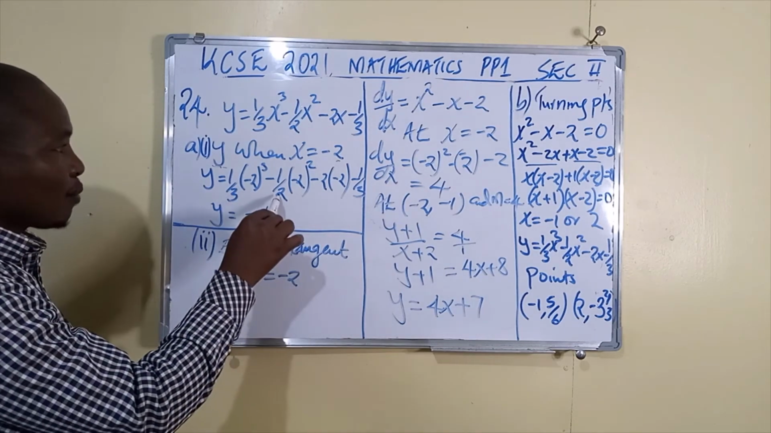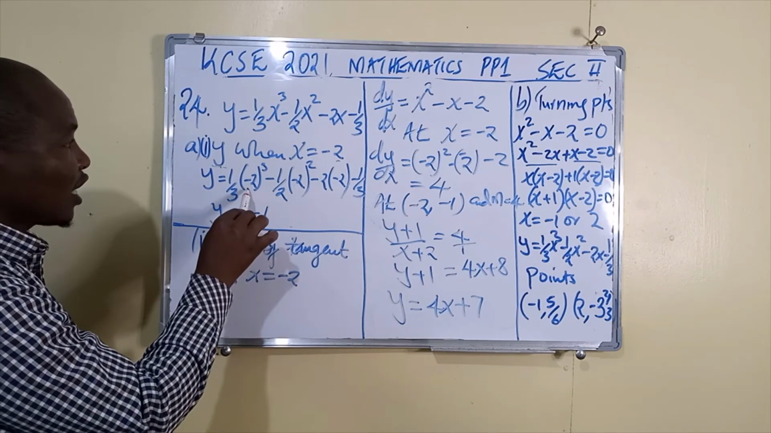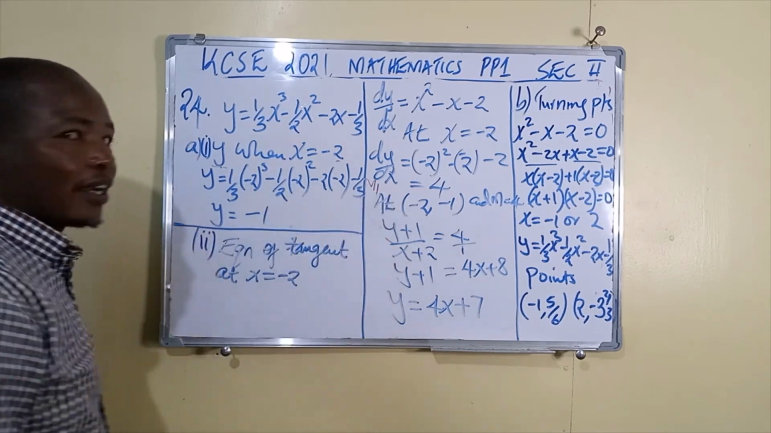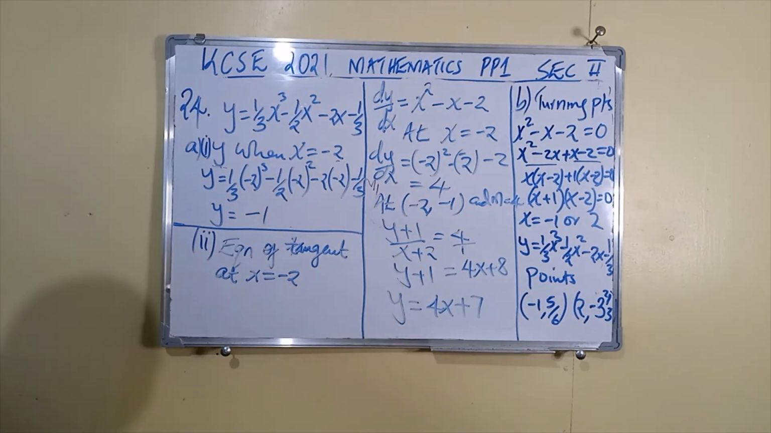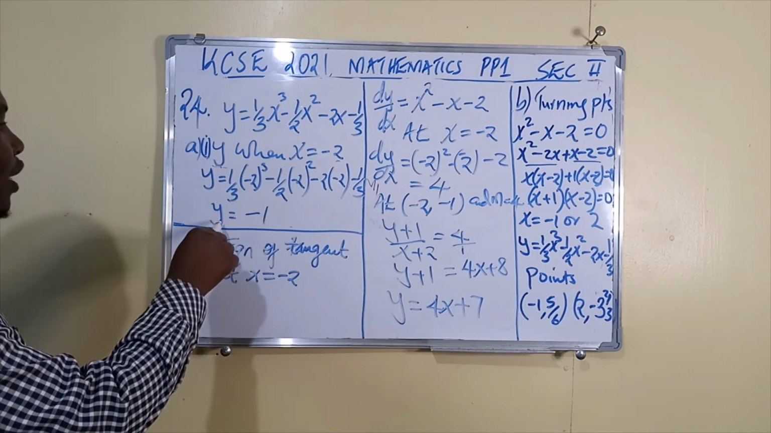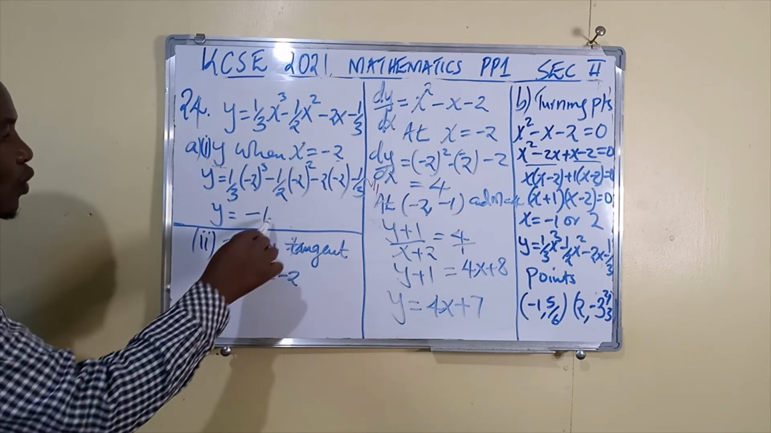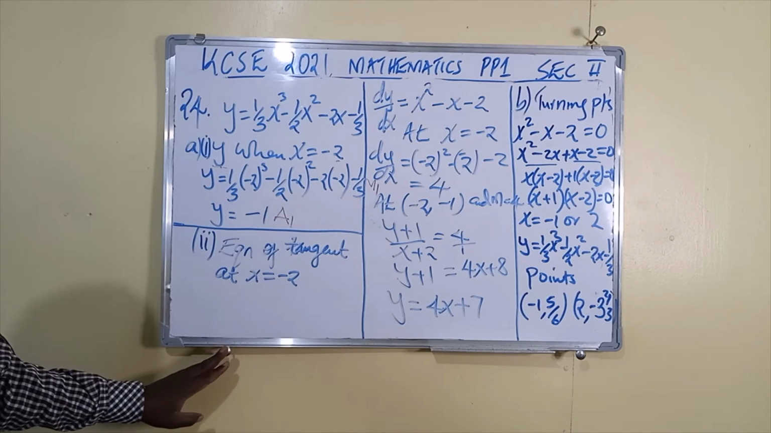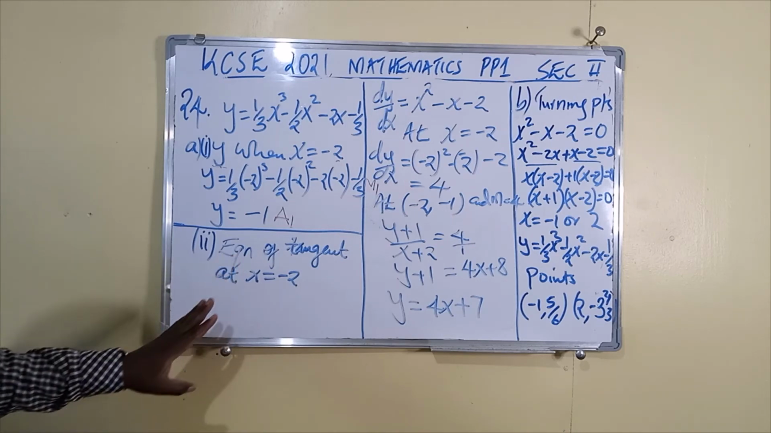By correctly substituting the value of x in this equation, a student is supposed to earn an M1, which is a method mark. And by correctly substituting and calculating it, you'll find the value of y equal to -1. That one, a student is supposed to substitute to get -1, an A mark.